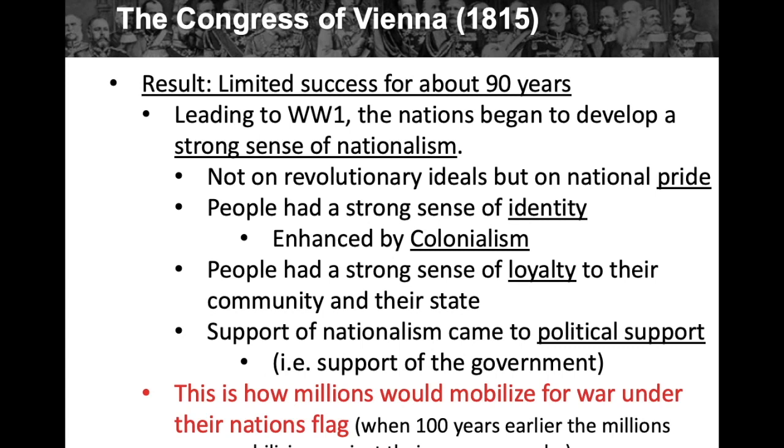So you see here on the slide, it leads to World War I, where the nations began to develop a strong sense of nationalism. And there's a couple points under this that I've just kind of mentioned briefly, not on revolutionary ideals, but on national pride. They really start to pride themselves with who they are. The British, proud to be British, proud to have their empire, proud to have their colonies, proud to have their navy, even their land army, because during the 19th century they fight a lot of land battles under Queen Victoria's reign. There's a lot of different wars. In fact, I just finished reading a little book called Victoria's Little Wars, where the British Army is all over the world fighting battles, everything from the Zulus in Africa to the Indian rebellion in India. There's just different wars all over the place.